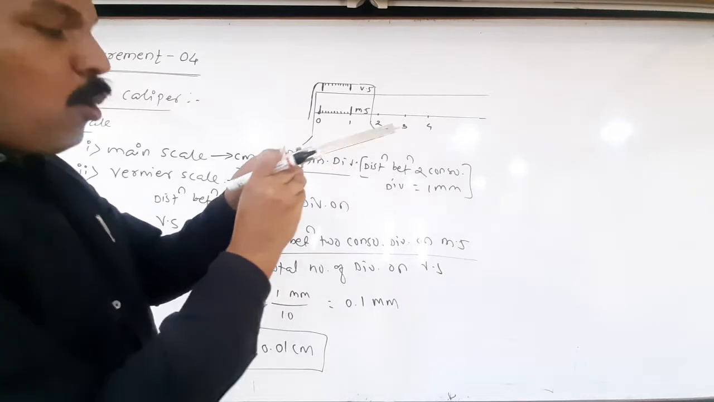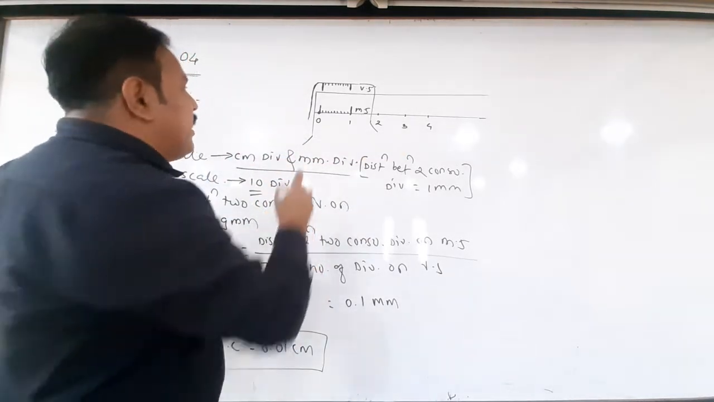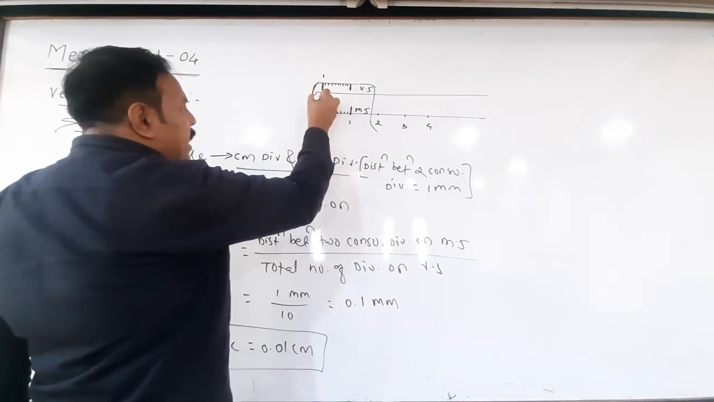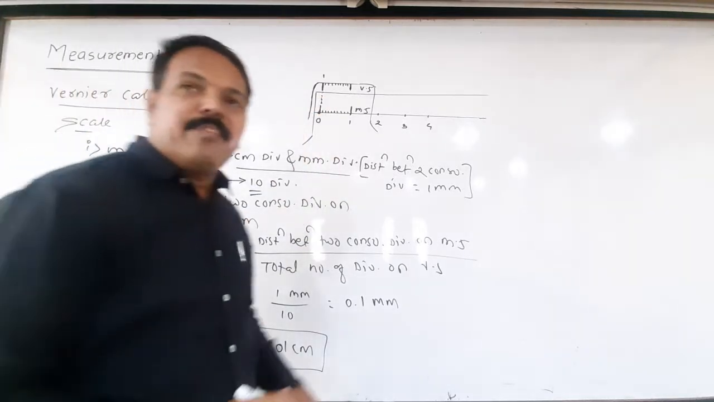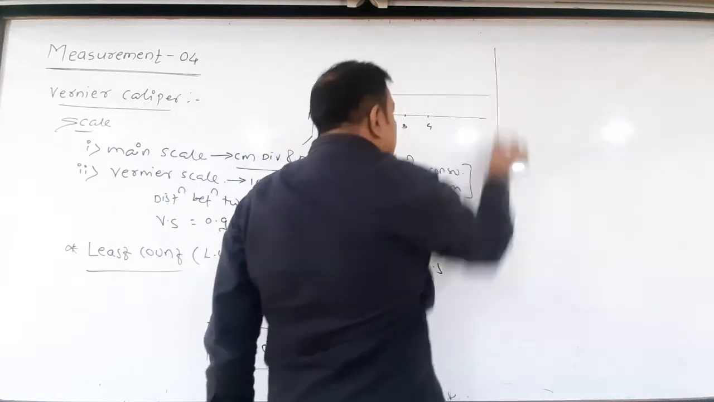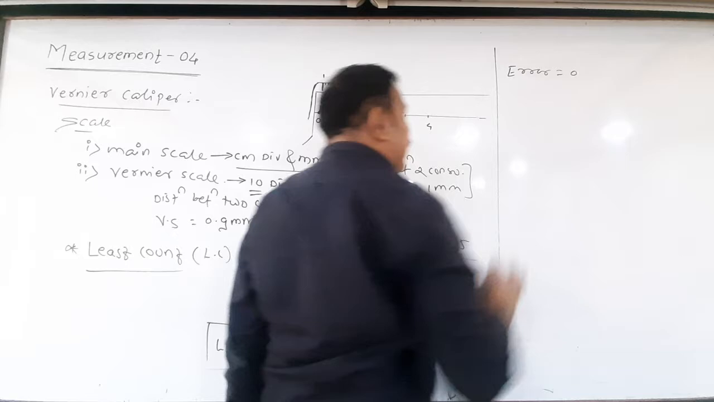So if we close these two jaws, then if the device is accurate, the first line of the vernier scale exactly matches with the 0th line of the main scale. And if these two lines match with each other, then the error in the device is considered as 0.